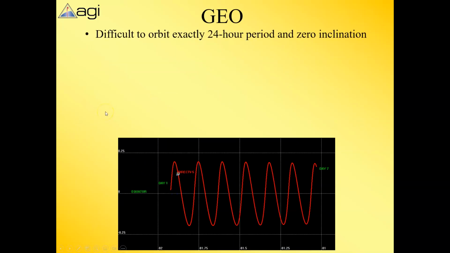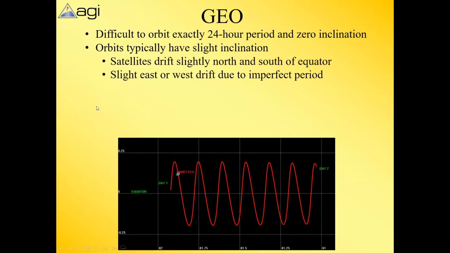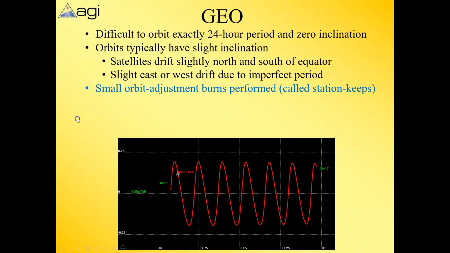It's difficult to orbit exactly a 24-hour period with a 0 inclination, and orbits typically have some inclination, so they might be a few degrees above or below the equator, so we can't have it perfect. And then satellites drift slightly north or south of the equator, or slightly east or west, just because we don't have a perfect period. But small orbit adjustments are performed with a slight burn, so they'll provide some type of a rocket boost just a little bit to kind of keep it in its orbit.